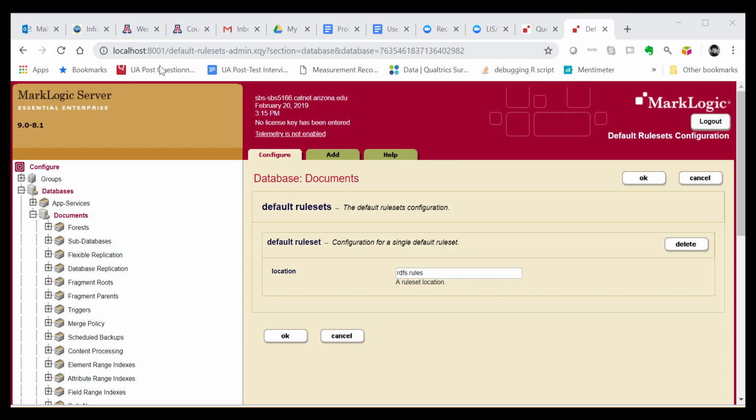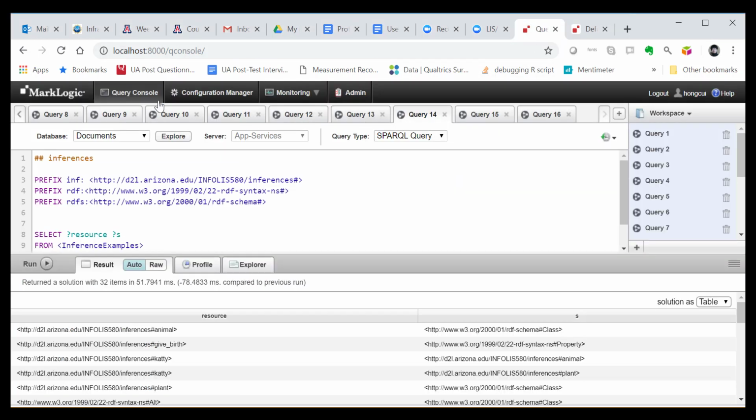8001 port, which allows me to configure the default rule sets that we're going to use for inference. Because we're demonstrating RDFS reasoning, we're using RDFS rules. Okay, and now we can go back to our query console, which is at port 8000.